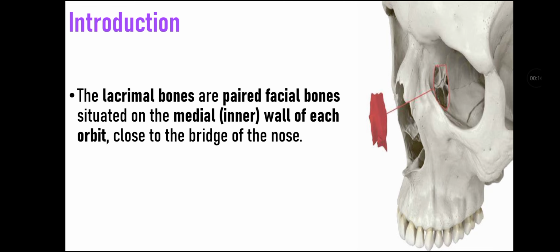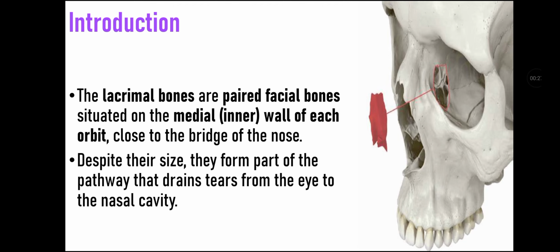Lacrimal bones are paired facial bones. That means there are two lacrimal bones in every skull. They are situated on the medial wall of each orbit, close to the bridge of the nose, as you can see here in the diagram. Despite their size, they form part of the pathway that drains tears from the eye to the nasal cavity.